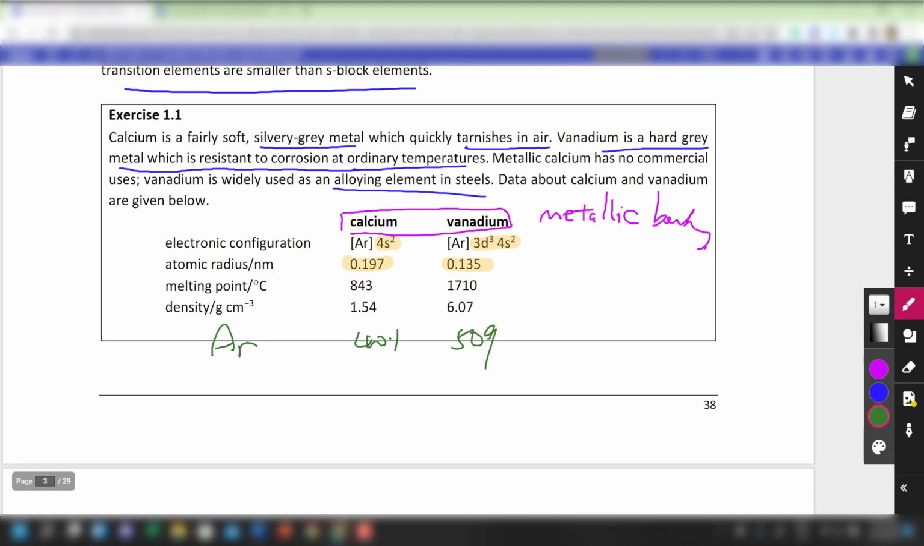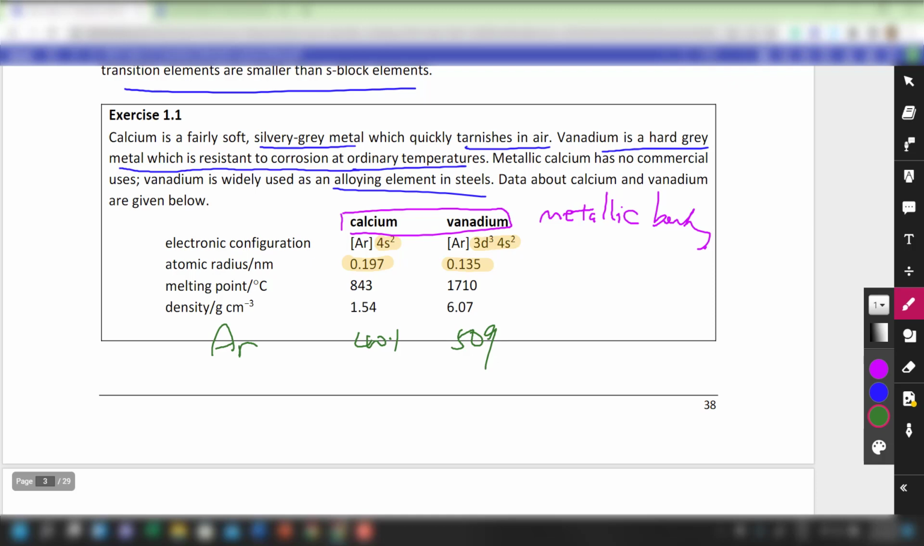So because of that, I am able to pack more vanadium into a unit volume of the solid lattice. And if I can pack more vanadium, that means that I will have more atoms and heavier atoms per unit volume of the solid lattice. So this actually gives rise to a greater density.